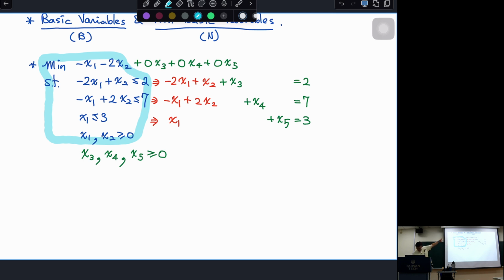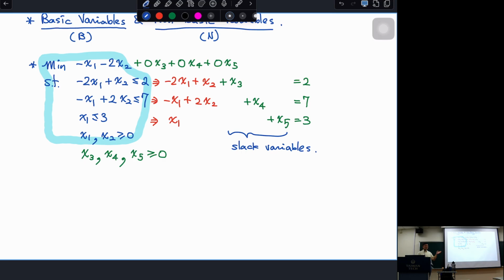These are slack variables. They are artificial variables that I introduced. In the original problem, there are no x3, x4, and x5. At the end, when we find the optimal of this new problem, when it's finished, we don't care about x3, 4, and 5 anymore.